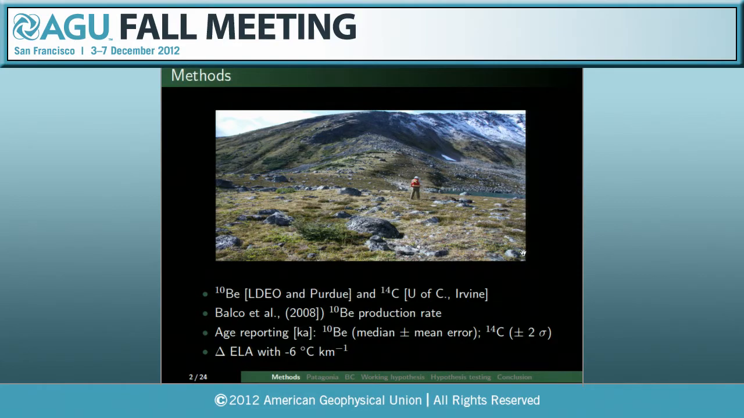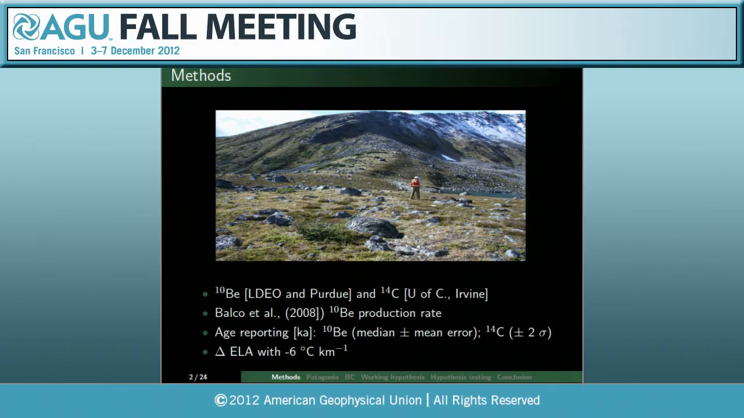So we've been using a variety of dating methods, beryllium-10 dating, and those samples have been processed both at Columbia and at Purdue by Brent Goring, one of the co-authors. We've also used radiocarbon dating where appropriate, from moraines and bogs, often behind some of these larger moraines, and I'll talk about that. And we've used the Balco et al. production rate for beryllium-10, and for this talk I'll be reporting ages as calibrated kilo years and express those ages, the central tendency, with a median and mean error for those ages, and two sigma for C14 ages.